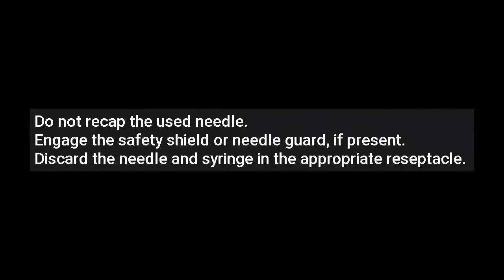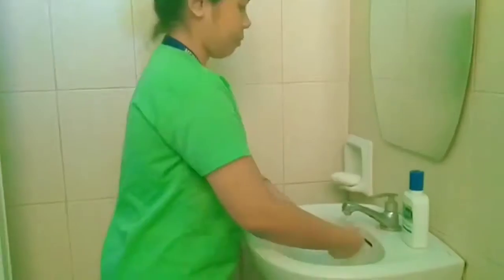Do not massage the site. Do not recap the used needle. Engage the safety shield or needle guard if present. Discard the needle and syringe in the appropriate receptacle. Assist the patient to a position of comfort. Remove gloves and dispose of them properly.